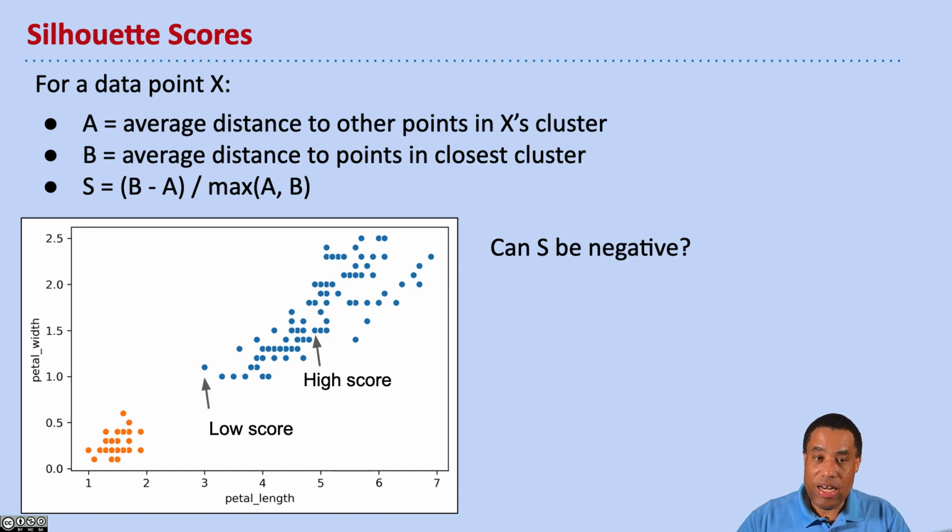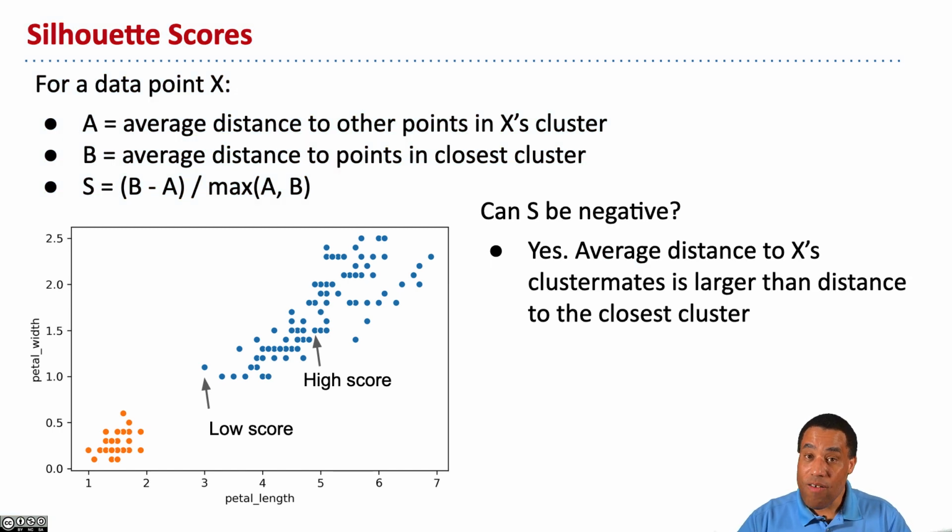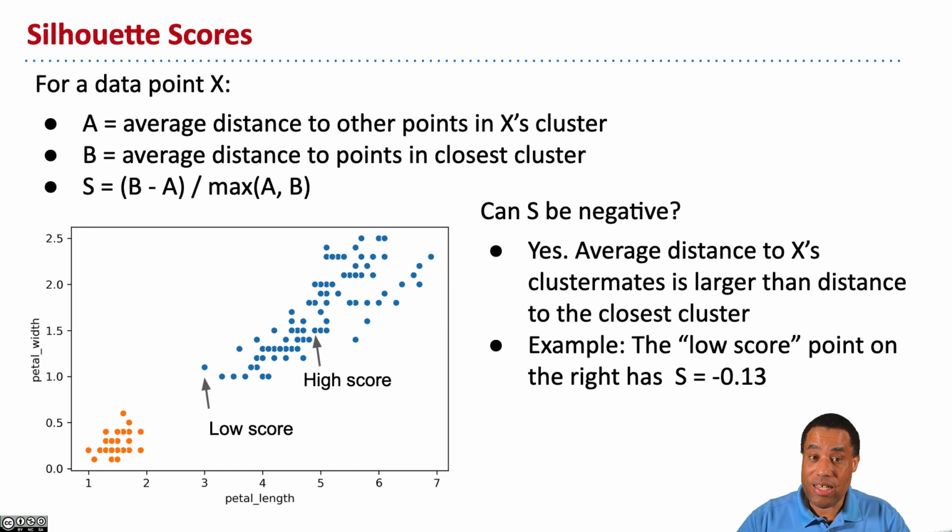And s can be negative when the average distance from a point to its cluster mates is larger than the distance to the closest cluster, right? And so if we look at that point with the low score, it's far from all of its cluster mates. It's kind of off by itself almost, right? And it's actually closer, we know, to the other points, the points in yellow. So that blue point, our low score point, it actually has a silhouette score of negative 0.13.